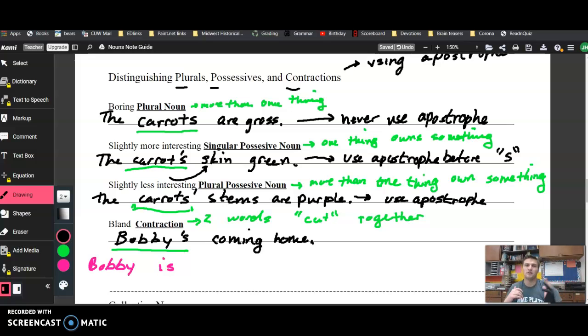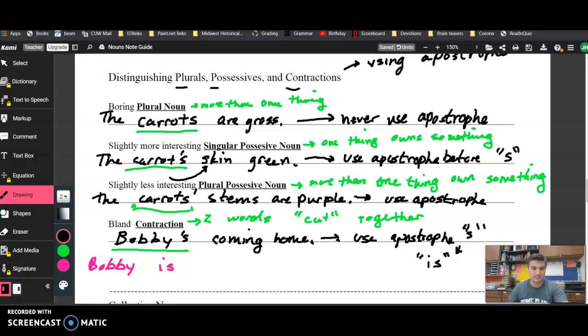The important thing to remember is to know the difference between a contraction and a possessive, and I know they look very, very similar. You see that this singular possessive noun with the apostrophe S looks almost exactly the same as the contraction here, and that's fine. We just need to be able to distinguish and tell that this is Bobby is coming home. We're still going to use apostrophe S, and this is only using apostrophe S for is. It's only a contraction with apostrophe S if you're using the word is. Hopefully you feel pretty familiar with these ideas. Just be able to distinguish between these four.